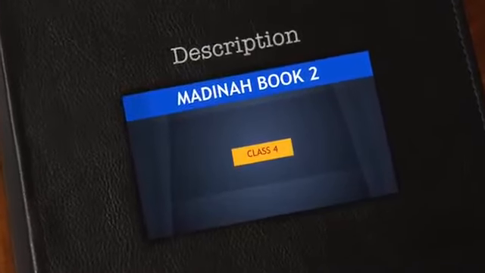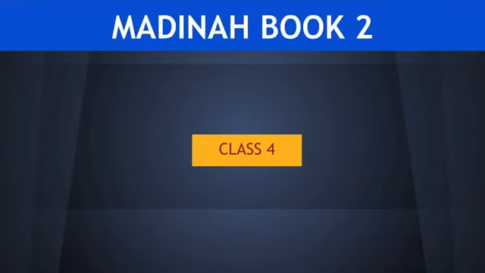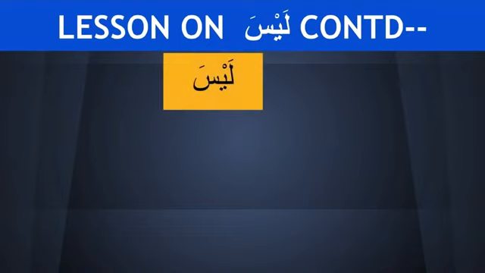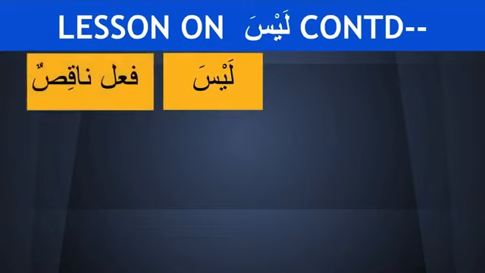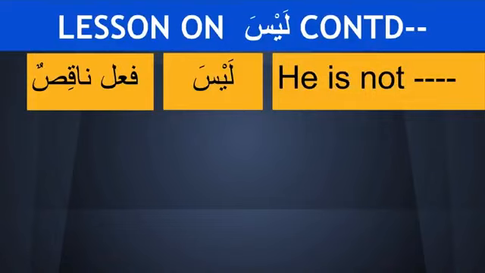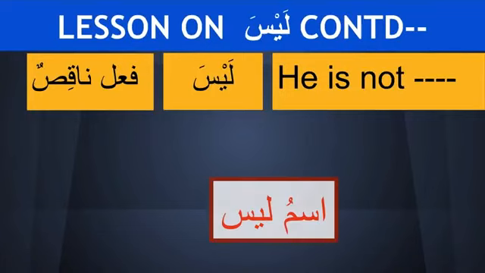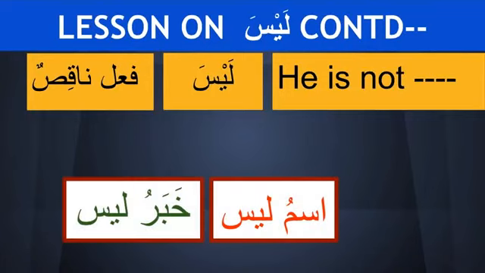Alhamdulillah, this is our class 4 from Medina book 2. Inshallah, continuing from our lesson on Laysa, we're going to learn more about Laysa today. We've learned yesterday that Laysa is a fi'l naqis, which means it is an incomplete verb, which means we need to bring some more information to give it a meaning. Laysa means he is not. And we know whenever there is Laysa, we have Ism Laysa and we have Khabar Laysa.